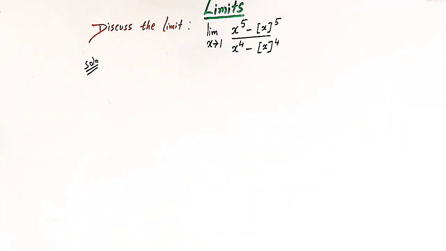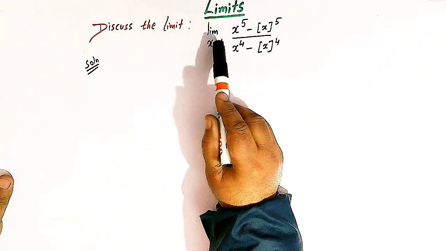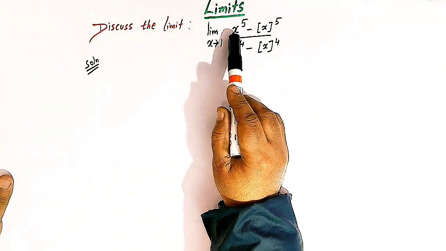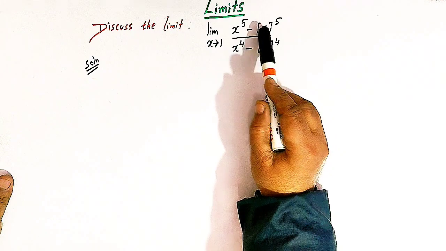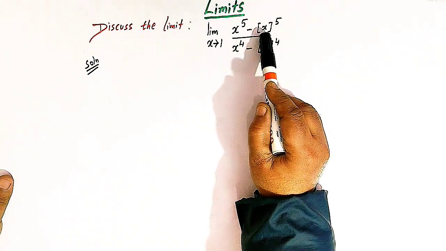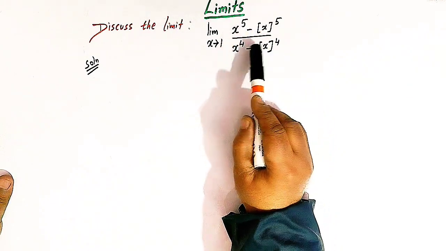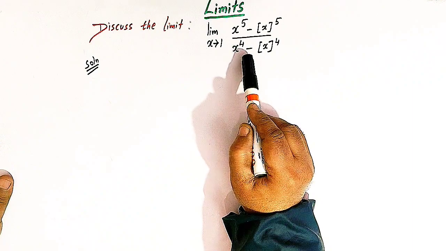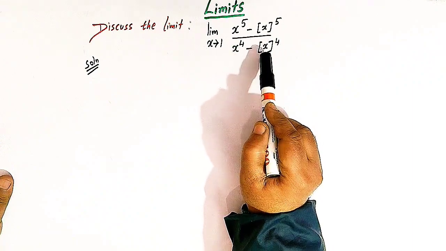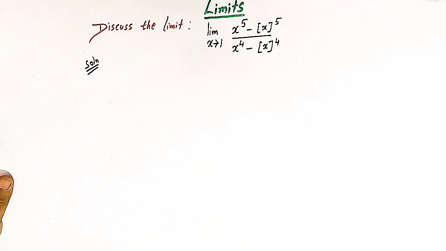Hello viewers, in today's class we are going to discuss yet another important and very conceptual problem from limits, right? And in this session we are going to discuss this limit, that is limit x tends to 1, x raised to 5 minus fifth power of greatest integer of x divided by x raised to 4 minus fourth power of greatest integer of x, right?